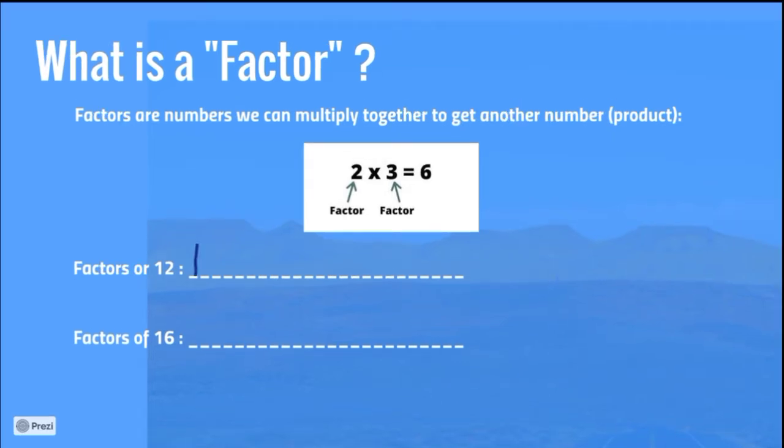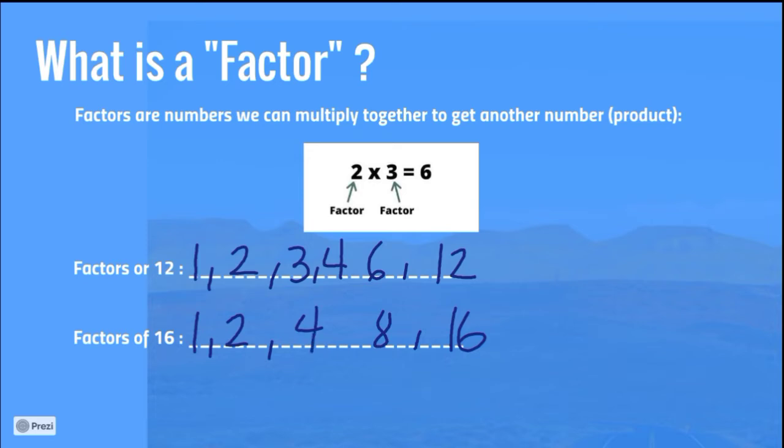Factors of 12 are 1 times 12, 2 times 6, and 3 times 4. So the factors of 12 are 1, 2, 3, 4, 6, and 12. What about 16? The factors of 16 are 1 times 16, 2 times 8, and 4 times 4. So the factors of 16 are 1, 2, 4, 8, and 16.